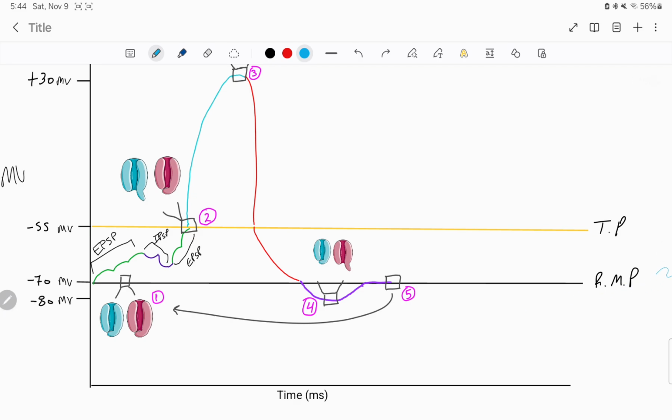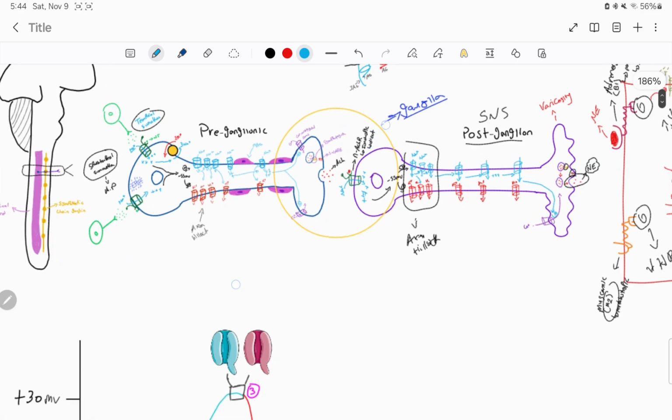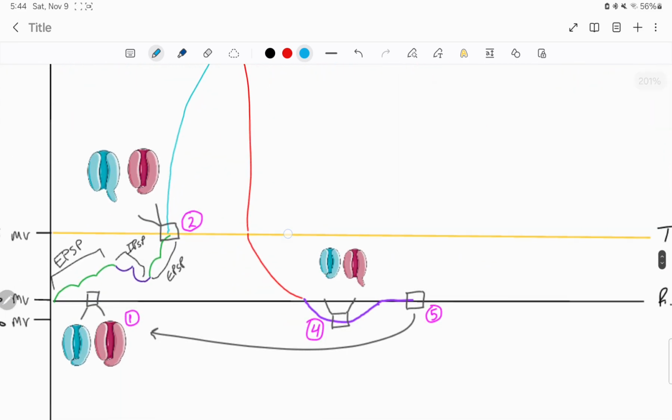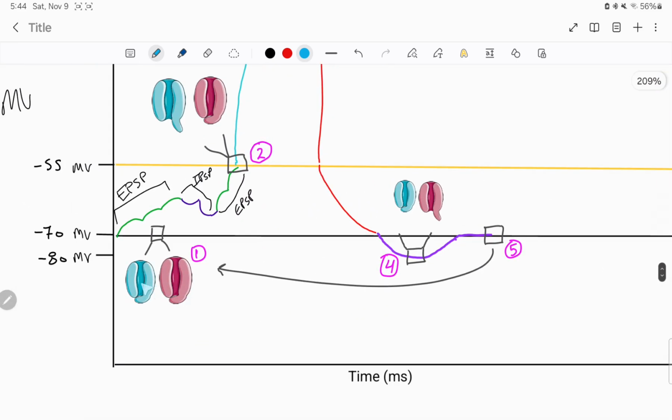So here's that resting membrane potential, right? Let's start with number 1. What is the configuration of the sodium channel and the potassium voltage gated channel? So here's the sodium voltage gated channel, here's the potassium voltage gated channel. Again, it's all color coded with the above, okay? So the sodium voltage gated channel will have a closed activation gate and an open inactivation gate, okay? And the potassium voltage gated channel will have a closed activation gate.